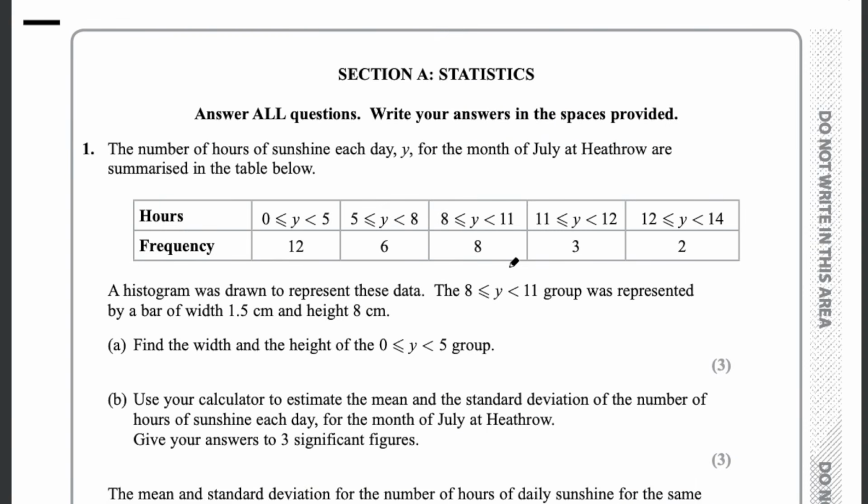Question 1 says, the number of hours of sunshine each day, Y, for the month of July at Heathrow are summarized in the table below. So here we have the groups of hours, and here we have the frequency, so the number of days in each group. And it goes on, a histogram was drawn to represent these data. The 8 to 11 group was represented by a bar of width 1.5 centimeters and a height of 8 centimeters. And part A asks us to find the width and the height of the 0 to 5 group.